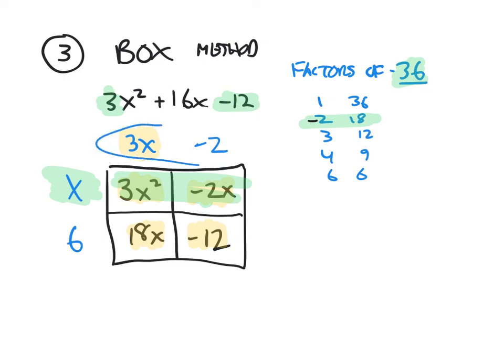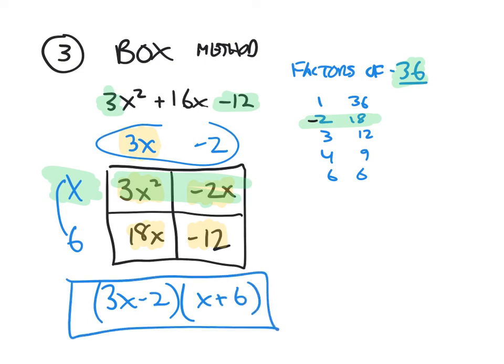We have a 3x minus 2 times an x and a 6, and it's a positive 6, so we put a plus. That is the answer. Pretty slick.